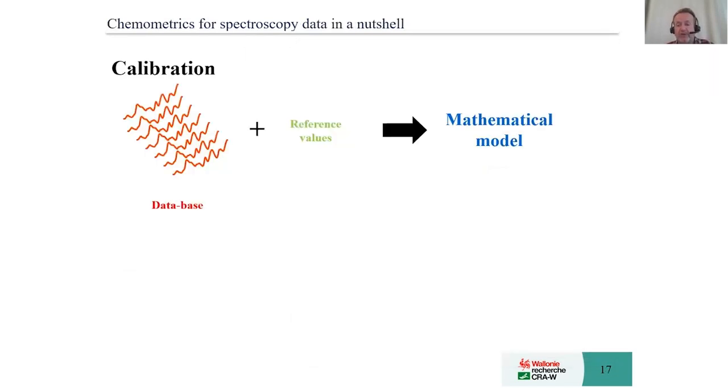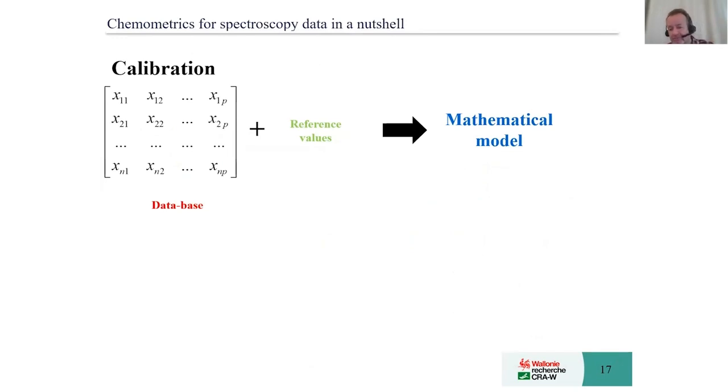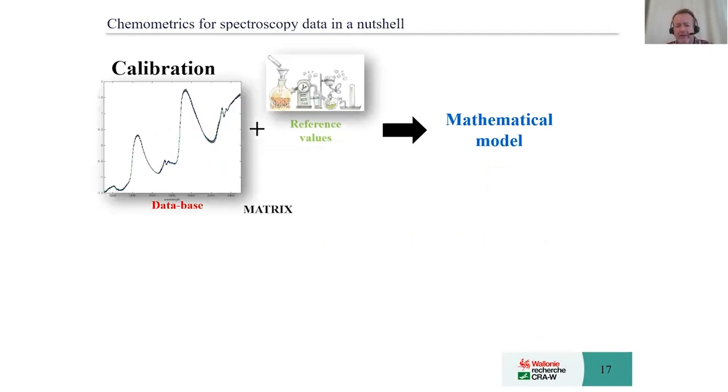But just to demystify, when we speak about construction of a model, and that's what we say in our language, is that we have the spectra, so we have the database. So this is algebra, a matrix, okay? And then we will have at the same time also the reference value. The reference value could be only the observation: this is a good or bad sample, this is an adulterated or non-adulterated sample. But it could also be the protein content and so on.